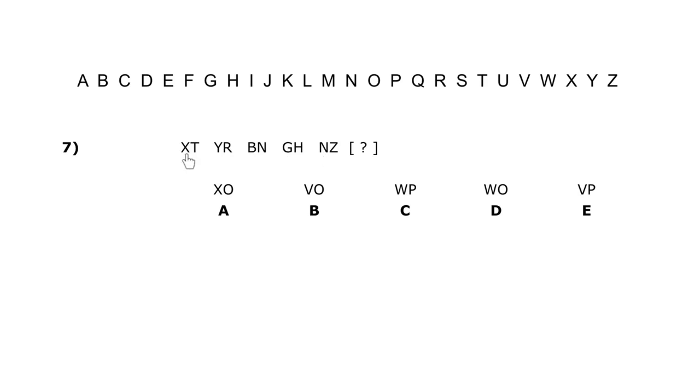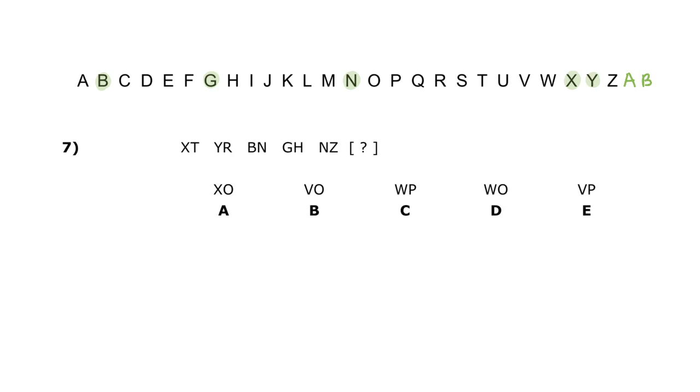The first letter in the first pair is X. The first letter in the second pair is Y. The first letter in the third pair is B. The first letter in the fourth pair is G, and the first letter in the fifth pair is N. Imagine that the alphabet is written out continuously so that after Z comes the letter A, then B, and so on, so you can scroll through the alphabet without stopping.